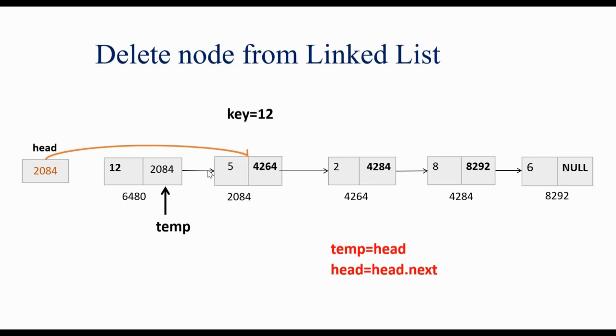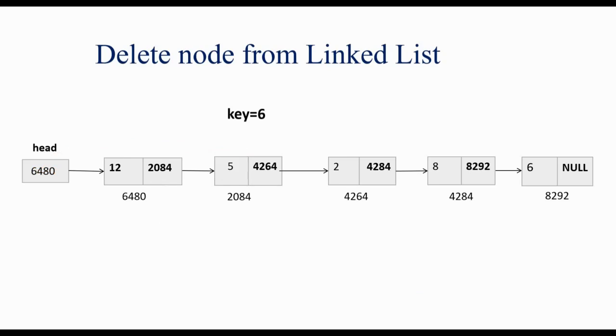Now we need to delete this link. For that, give temp.next equal to None. So temp.next is this and we give temp.next equal to None. So this will point to null now. So temp.next will be assigned null and this link also will be removed. So now this node is removed from the linked list.